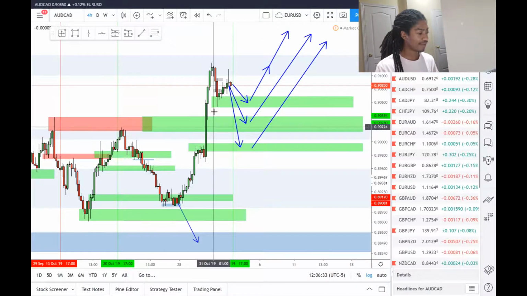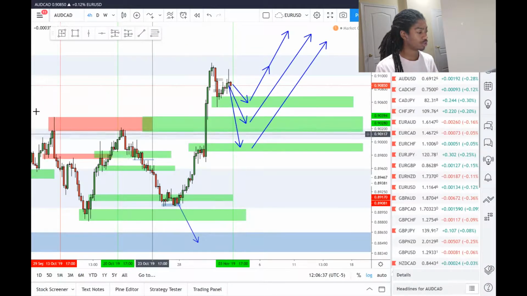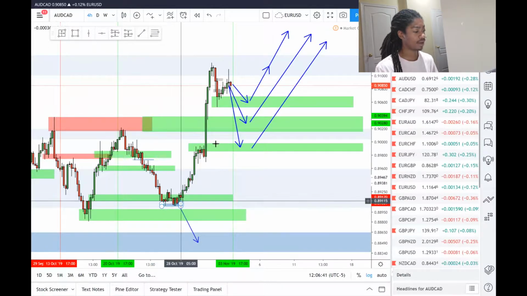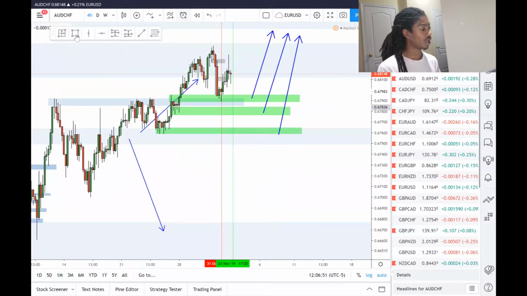The reason I have these zones here: you can see this support zone continues from a few weeks back. Then we also have this support zone here. Really, it's just like that. So moving on to the Aussie Swiss, we can see that we do have these projections here.